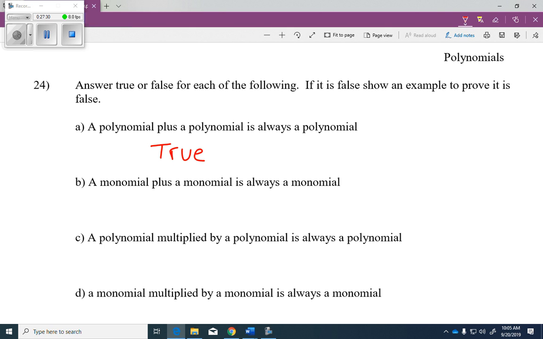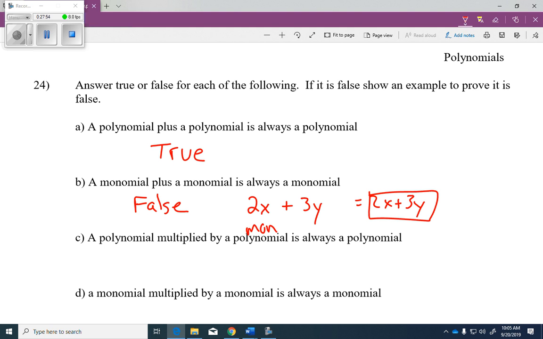A monomial plus a monomial is always a monomial. This is definitely a false statement, because if I add 2x, which is a monomial, to 3y, which is another monomial, I get a binomial for an answer. I get 2x plus 3y because I can't combine like terms. So a monomial plus a monomial can give me a binomial.